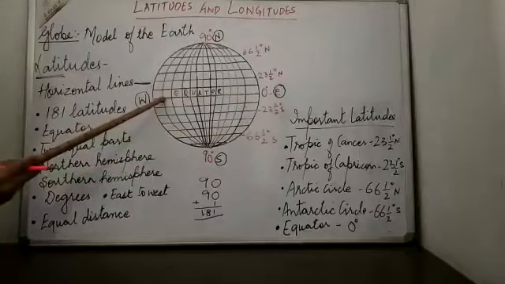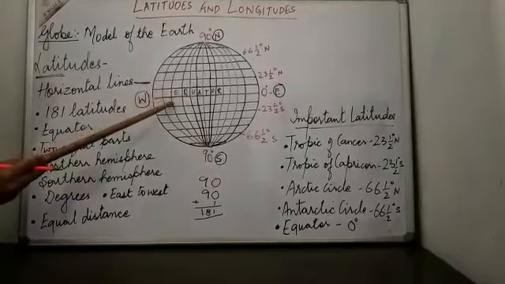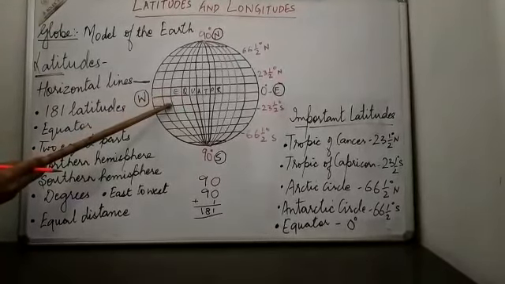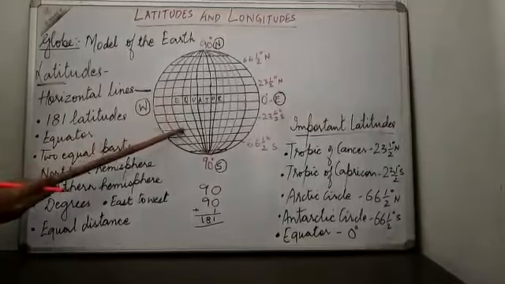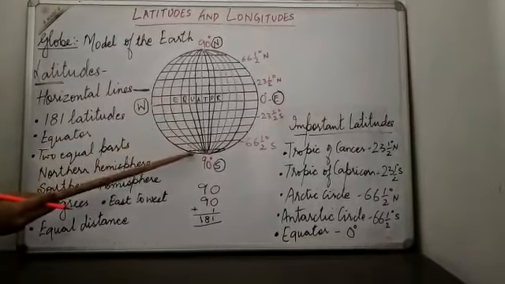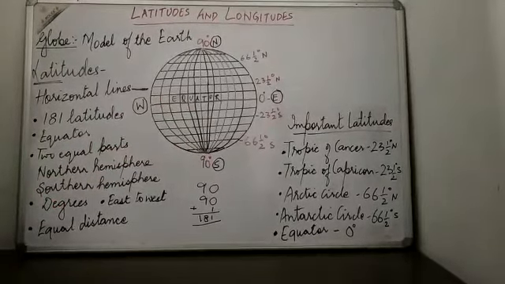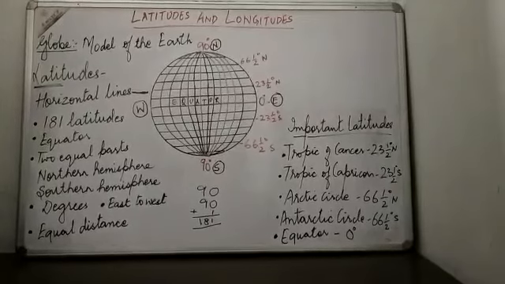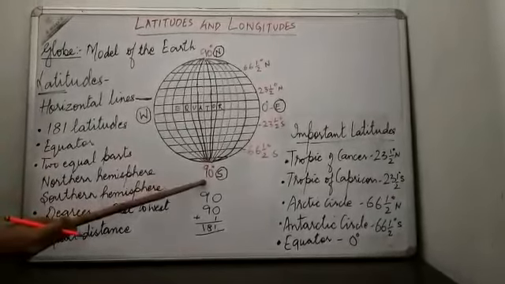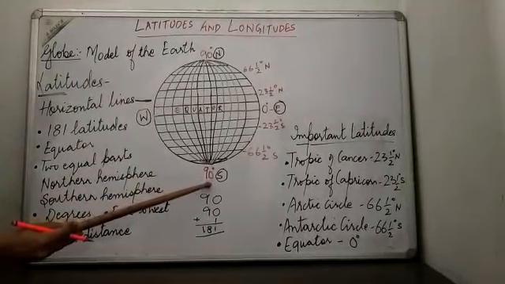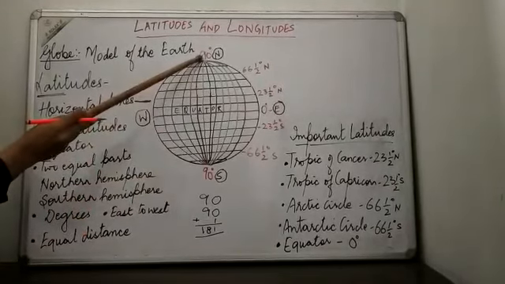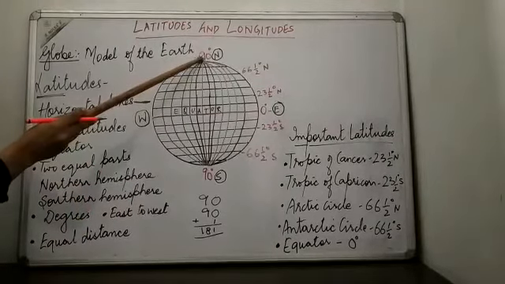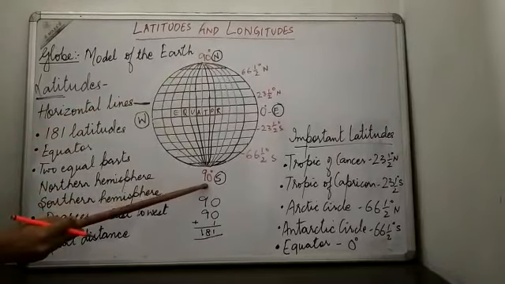Means the distance between the equator and the next latitude is the same. The distance between all these latitudes is the same, but the length keeps on decreasing, becomes shorter as we move towards the poles. This is the South Pole and here it's called the North Pole. 90 degree North Pole, 90 degree South Pole.